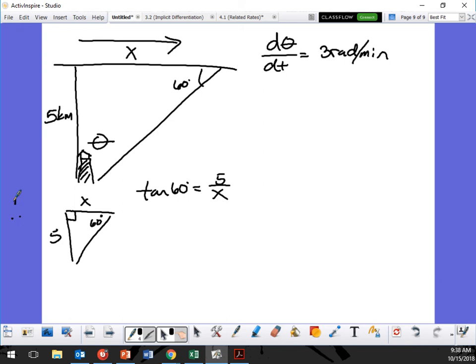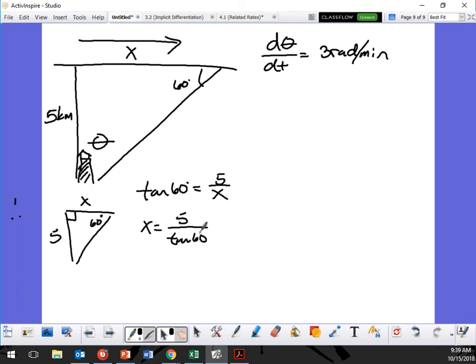So let's take a look here. Let's do a little bit of finagling. Multiply both sides by x, then divide by tan 60. So I'm going to get x is equal to 5 divided by tangent of 60. Because you start by multiplying both sides by x, then you divide by tan 60. Okay, so now, tangent of 60.